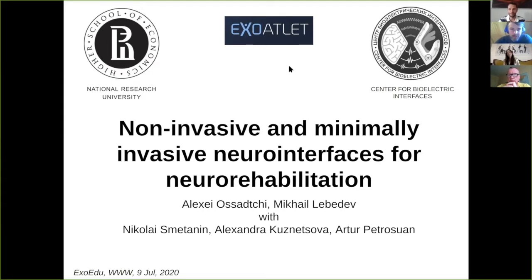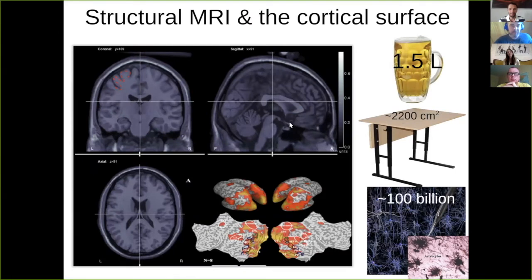Okay. Because it's neurointerfaces, you probably guess it has something to do with the brain. If you look at your MRI, you can see the brain structure. The brain contains many interesting structures, but we will be concerned mainly with the cortex, which is outlined here by the red dashed line, a thin gray layer on the very top of the brain.